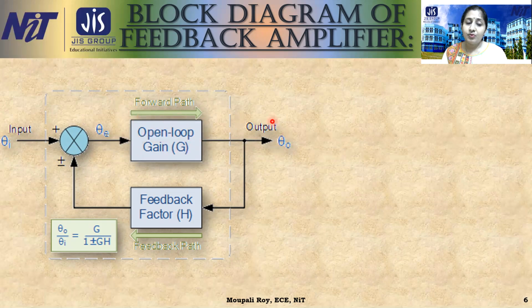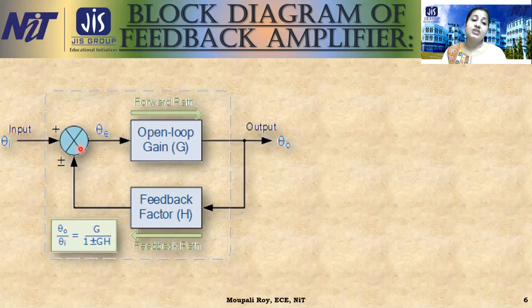This is the output, that is, we are giving theta I as our input and theta 0 as our output there. Whatever we are getting, this is the feedback path, that is the H, the feedback factor we are mentioning here as H. So this is the feedback path, whether it is the positive one or the negative one.